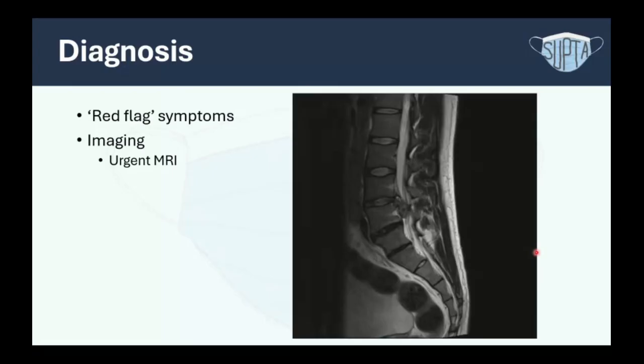And then as soon as you see the red flag symptoms, you do an urgent MRI just to confirm it. So you can see here the disc herniation, and it's affecting the bundle of nerve fibers here, the cauda equina. So you do an urgent MRI. That's a need-to-know thing. You get those symptoms, saddle anesthesia and urinary or fecal incontinence, get an MRI just to see if it is cauda equina syndrome.